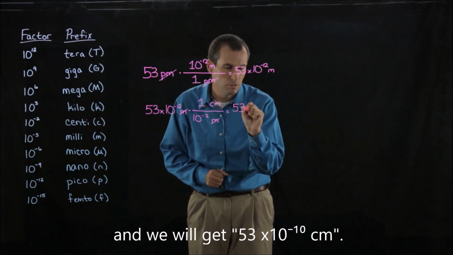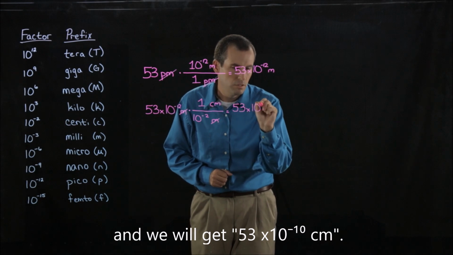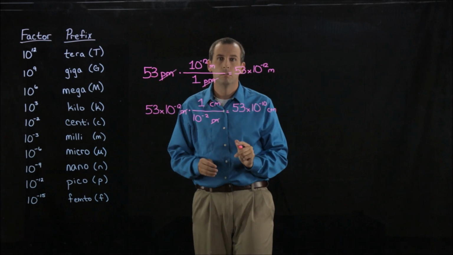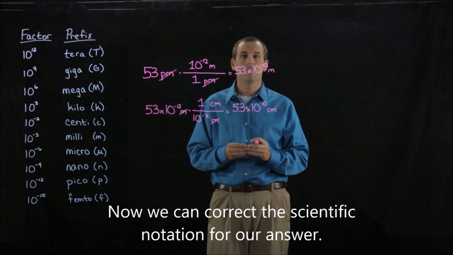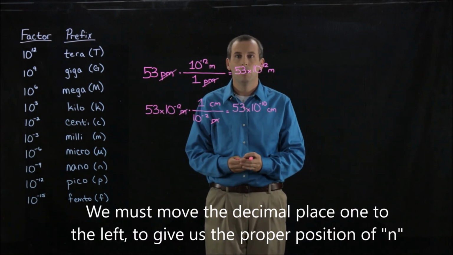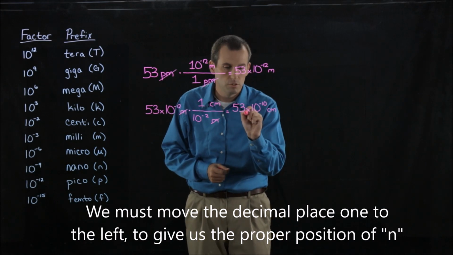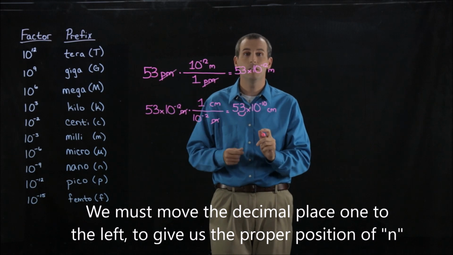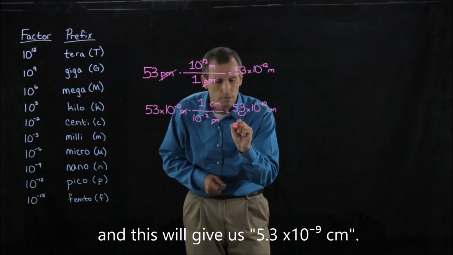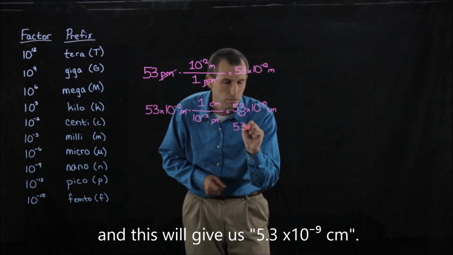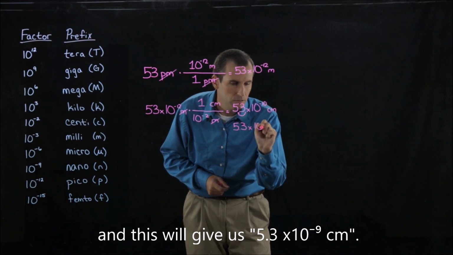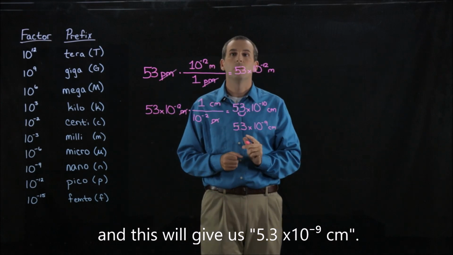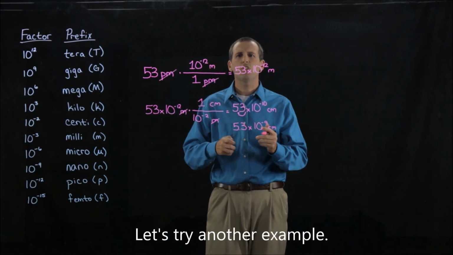and we will get 53 times 10 to the minus 10th centimeters. Now we can correct the scientific notation for our answer. We must move the decimal place 1 to the left to give us the proper position of n, and this will give us 5.3 times 10 to the minus 9th centimeters. Let's try another example.